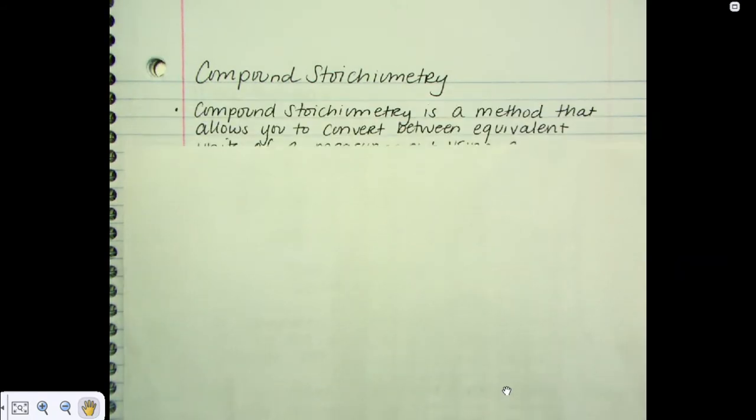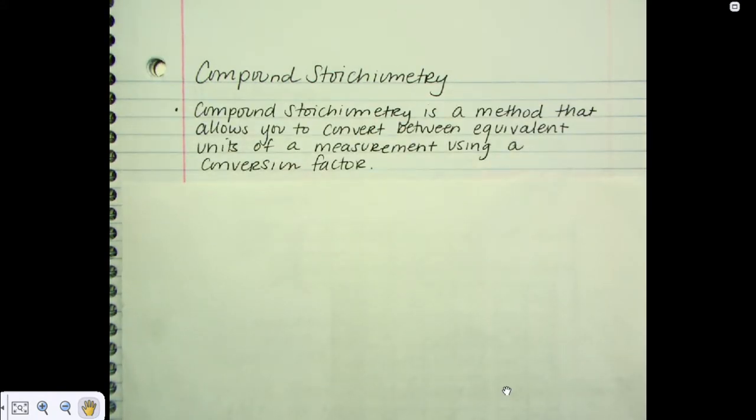Okay, so in this video, we're going to go over compound stoichiometry. Compound stoichiometry is a method that allows you to convert between equivalent units of measurement using a conversion factor. So let's talk about what a conversion factor is. A conversion factor is the same amount of something described in terms of two different units. So let's look at an example.